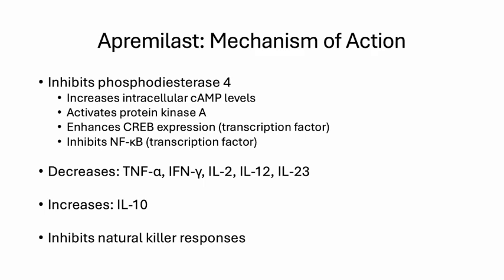Apremilast's mechanism of action is centered on its inhibition of phosphodiesterase 4, the predominant phosphodiesterase in several key immune cells. This inhibition increases intracellular cyclic AMP levels, which activates protein kinase A. This leads to enhanced expression of transcription factors like CREB while inhibiting others such as NF-kappa B. The downstream effects are significant. It decreases production of inflammatory mediators like TNF-alpha, interferon gamma, and interleukins 2, 12, and 13. Simultaneously, it increases production of the anti-inflammatory mediator IL-10, and it also inhibits natural killer cell responses.